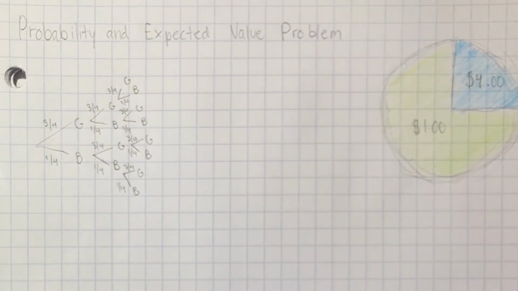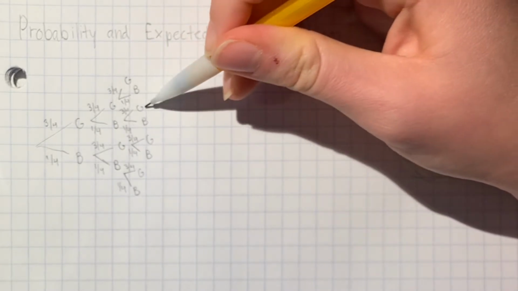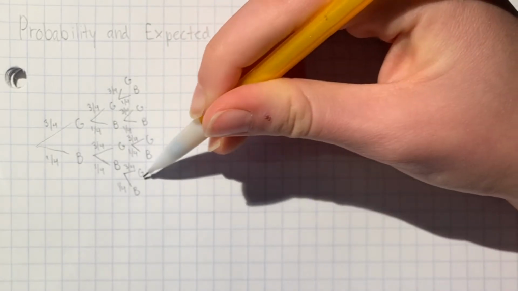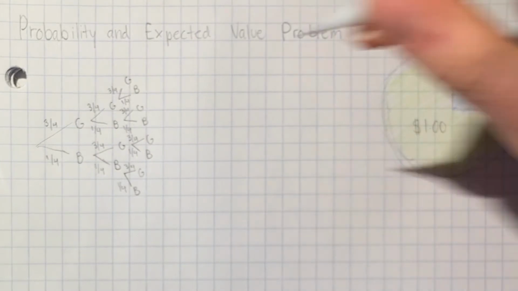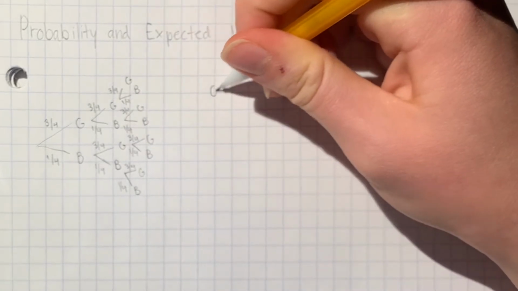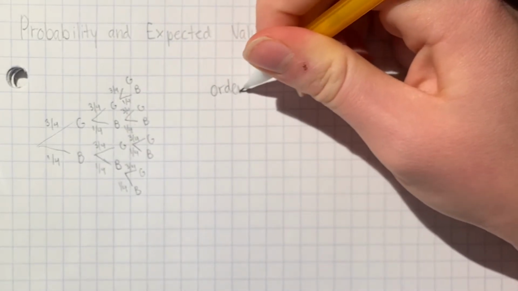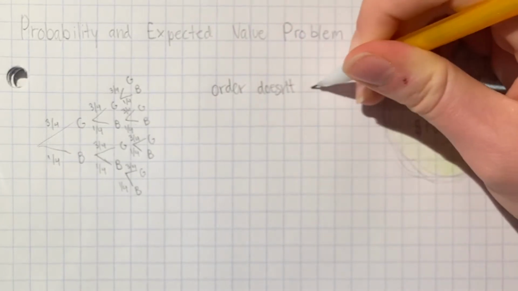Okay, so now how many outcomes are there? I see 1, 2, 3, 4, 5, 6, 7, 8. So 8 different outcomes. So we have to figure out the probability of each outcome. But it's important to note that order doesn't matter.